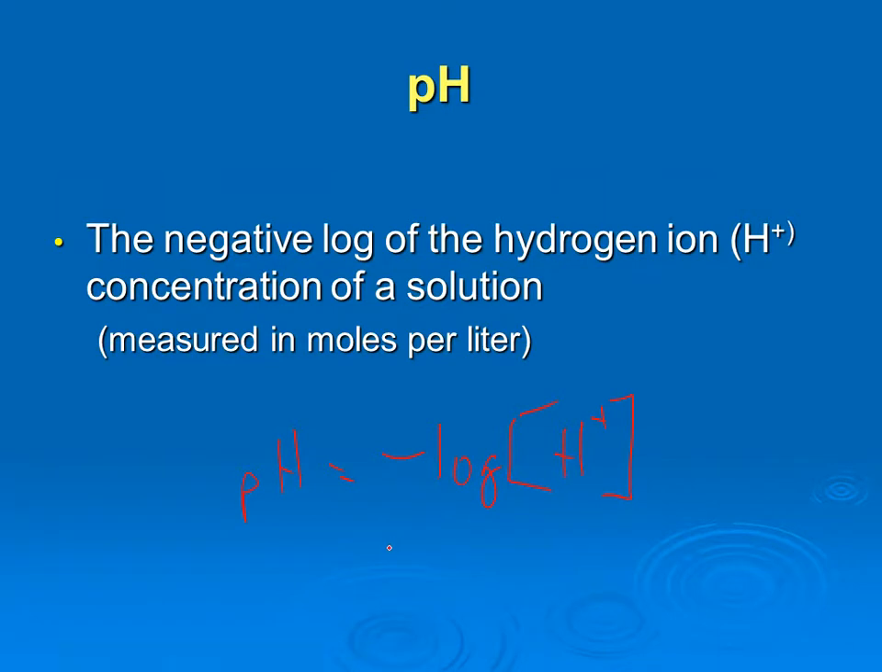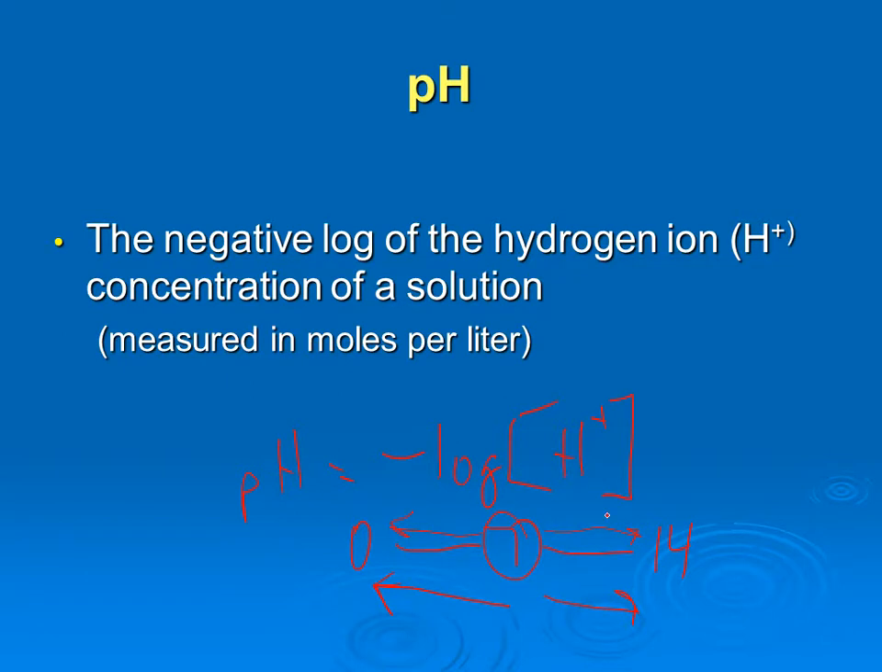You probably already know that the pH scale runs from 0 to 7 and then up to 14. 7 is neutral. Anything below 7 is going to be acidic. Anything above 7 is going to be basic. And so again, the more hydrogen ions you have, because it's a negative log, the lower the number goes, and it becomes more and more acidic. The fewer hydrogen ions you have, the higher the number goes, and it becomes more basic.